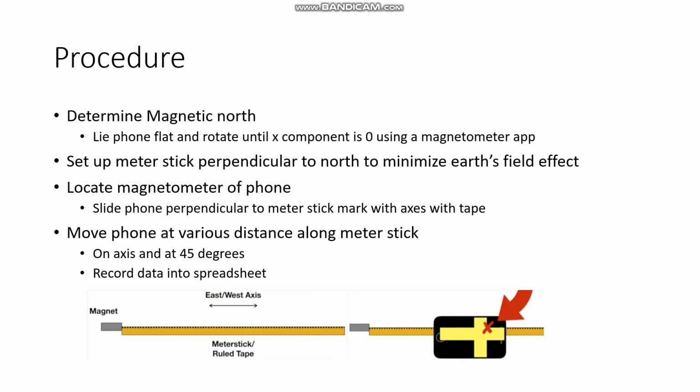And then we're going to locate the magnetometer of an actual phone. And how we're going to do that is sliding the phone along the axes in the x and y direction. And then we're going to mark it off using tape. Lastly, we're going to actually collect data, and how we're going to do that is moving the phone to various distances along the meter stick, and then we're going to go ahead and do that on axis and off axis, and then we're going to record that data into a spreadsheet, which will generate a plot for us.